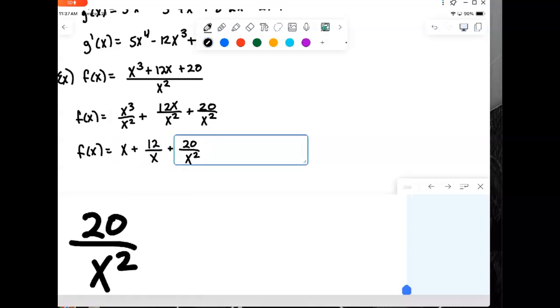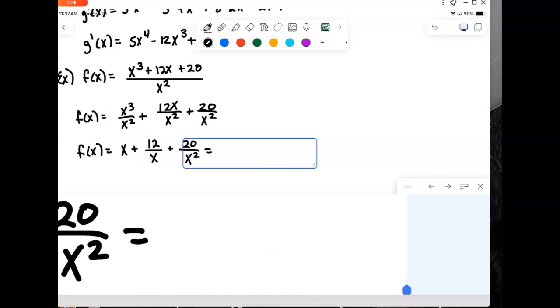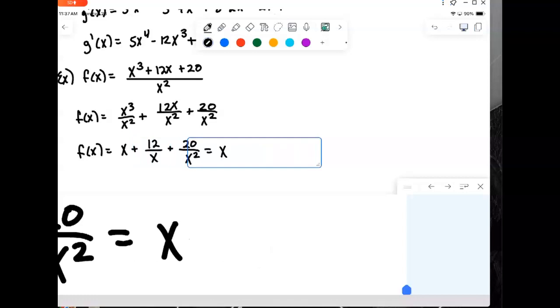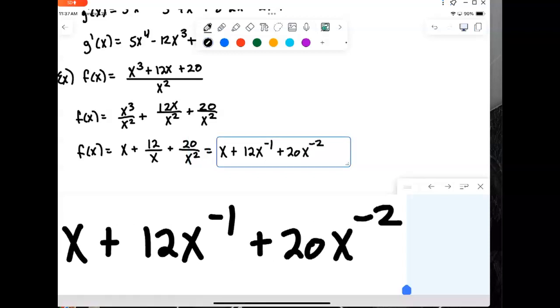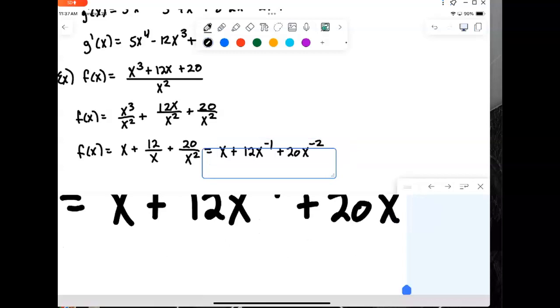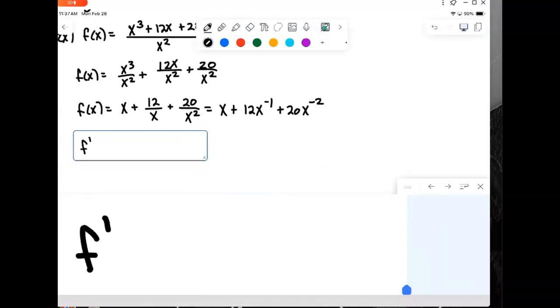And then for us to be able to do the derivative, though, these two second pieces here do need to be written as powers. So we can write this as x plus 12x to the minus 1 plus 20x to the minus second. All right, now it's written as powers. So we've done the algebra we needed to beforehand to get it into the right format. Now we take the derivative.